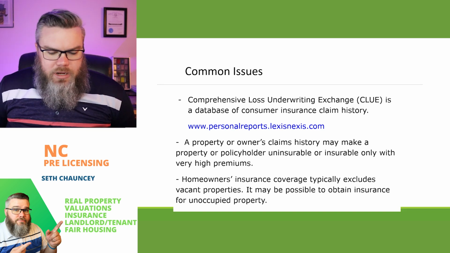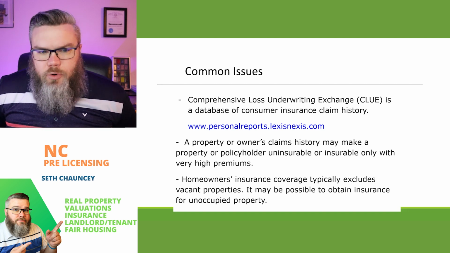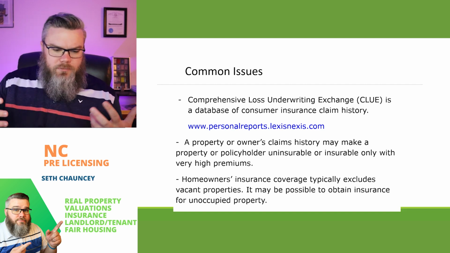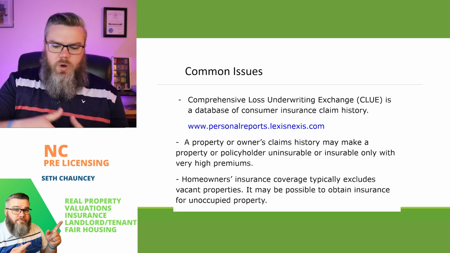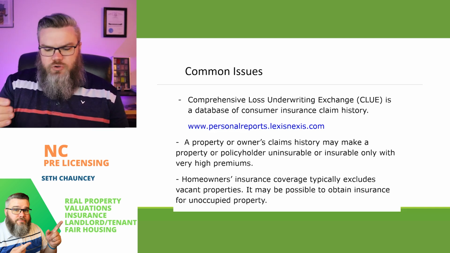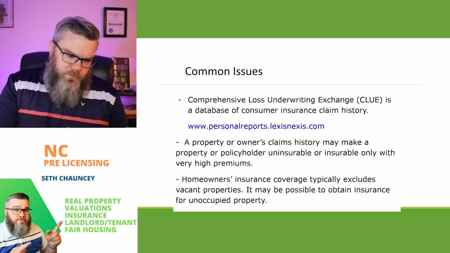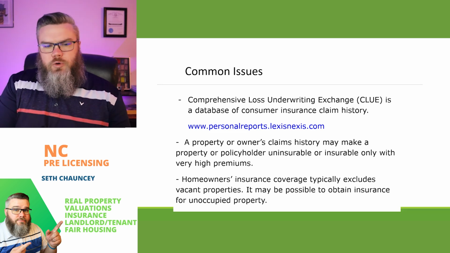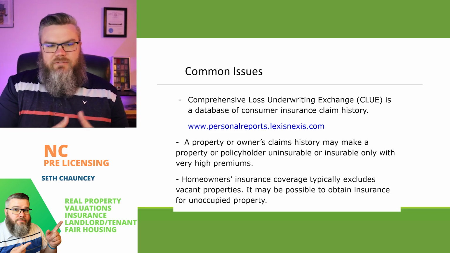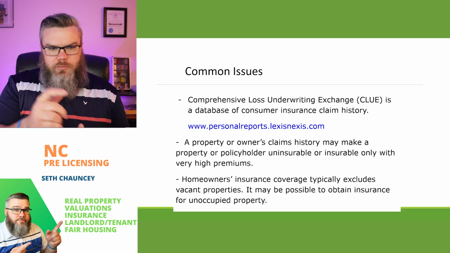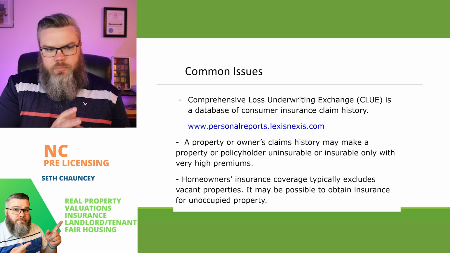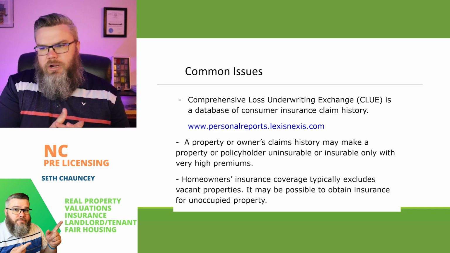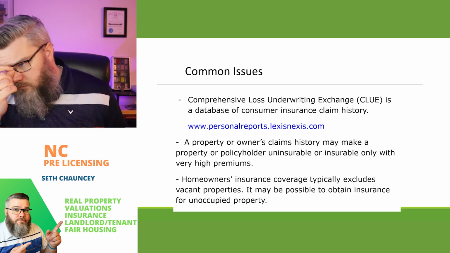And your property, real property, also has a clue report. Let's just use a car as an example. If you have car insurance and you get in a lot of accidents, they may drop you or make coverage unaffordable. Same thing is true of a home. A home has a clue report too. So if 123 Main Street has like 17 claims, they may drop that home and they may consider it uninsurable because it's too high of a risk. So there's clue reports on real property and on people. Comprehensive Loss and Underwriting Exchange.